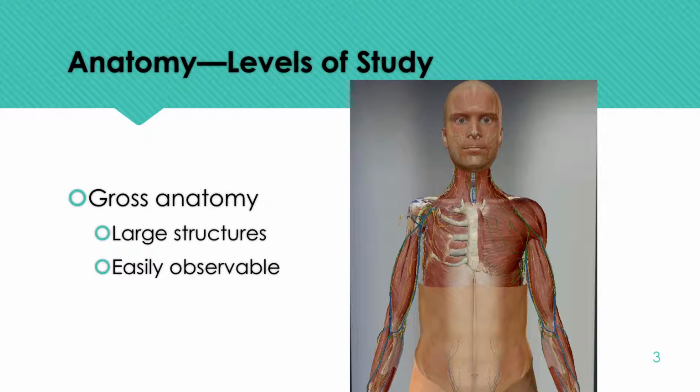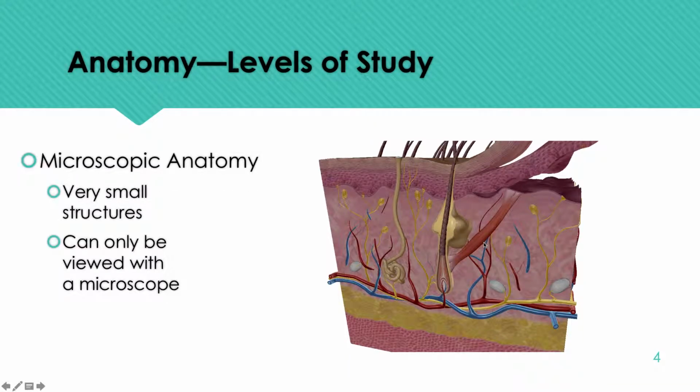Gross anatomy is looking at large and observable structures, observable to the naked eye. So in Visible Body, we're going to be able to play around with virtual cadavers as shown in this image here. Microscopic anatomy is looking at very small structures that can only be viewed under the microscope. So this is an image of skin, and you can see the different layers of the skin on a cellular level.